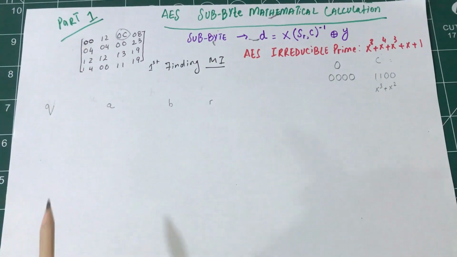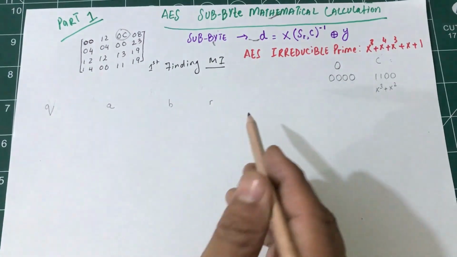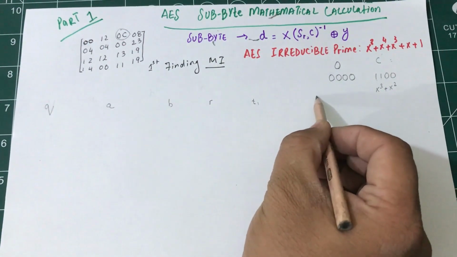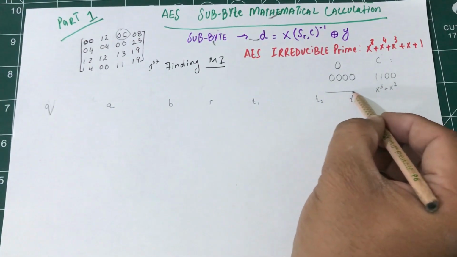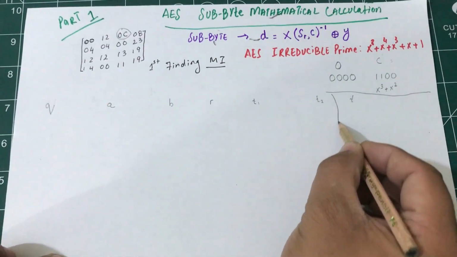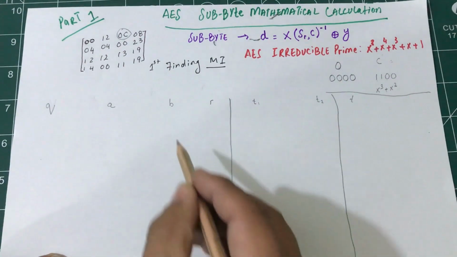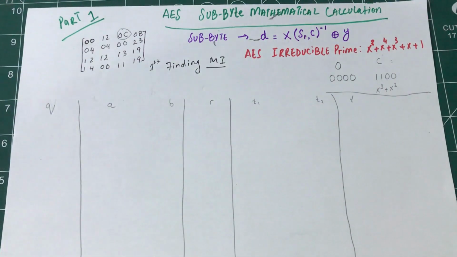Okay, so we have Q, we have A, we have B, and R, and then we will have our handy values T1, T2, and T. So this is just this. All right, so let me just draw these lines. So we're using our favorite extended Euclidean algorithm to actually solve this.